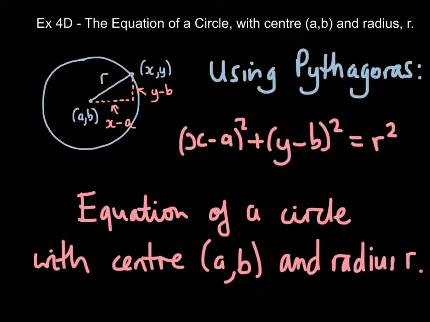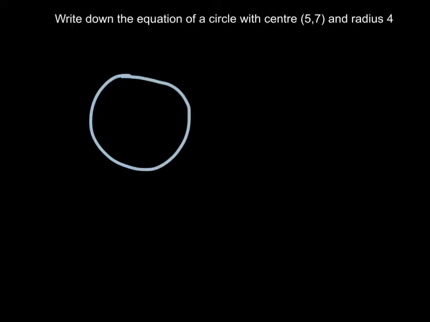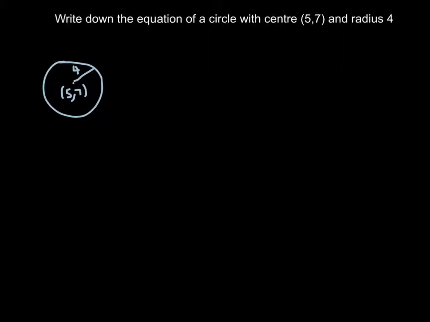Okay, so let's do some questions. We'll start with a really simple one. I just want to write down the equation of a circle with centre 5, 7 and radius 4. So do a quick sketch. The centre is 5, 7 and the radius is 4. I don't know why I've done a sketch, no one really needs it, but I think I'm obsessed with them.